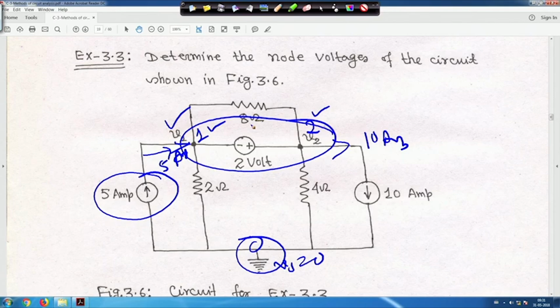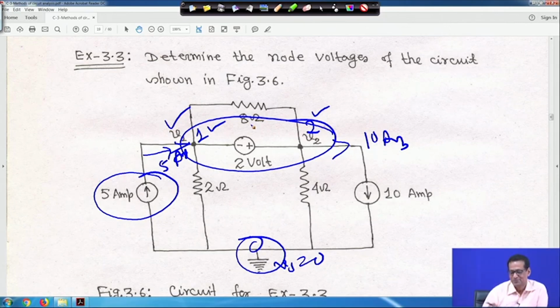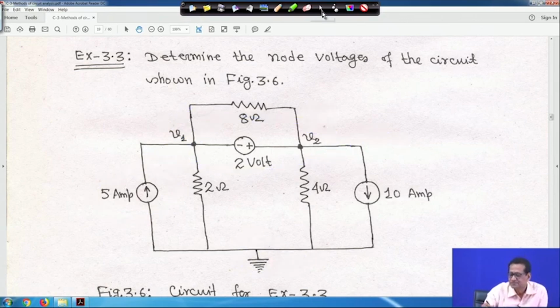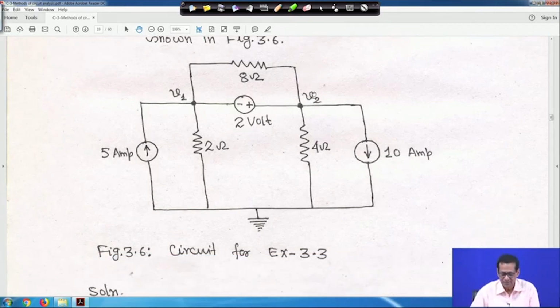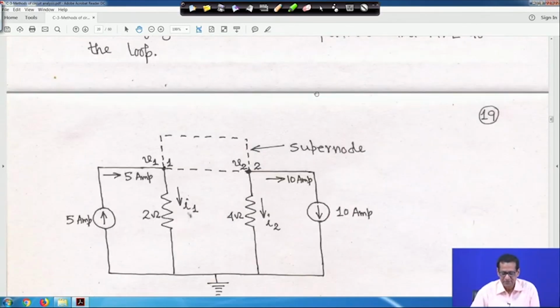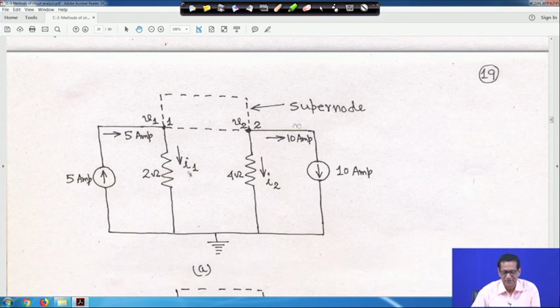It may be node 1 or node 2, it does not matter. If a voltage source is there in between two non-reference nodes, then it creates a supernode. Next, move to the problem. You have to find out V1 and V2. If you look here, this is actually the supernode.